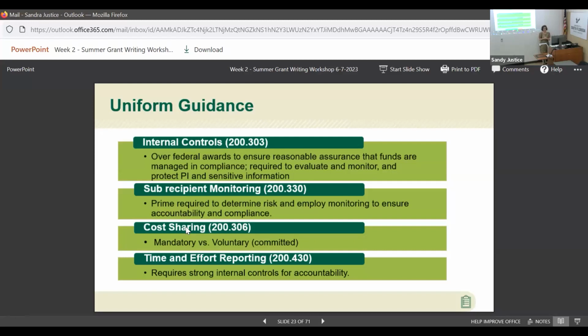In uniform guidance, it says that whatever cost share you have, whatever form that it is, it must be tracked and it must be reported. So you have volunteers on your project, that's fantastic. How do you track that? Maybe it's timesheets, but whatever you do, do not have cost share and not track it, because it will be reportable at the end of the year.